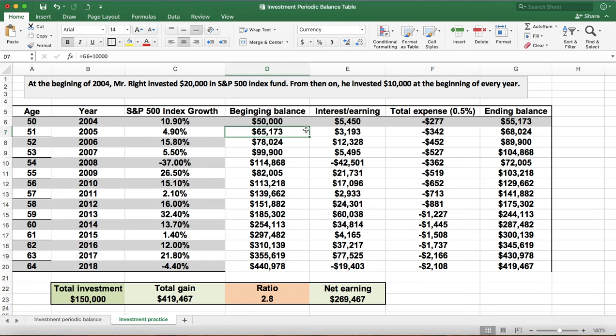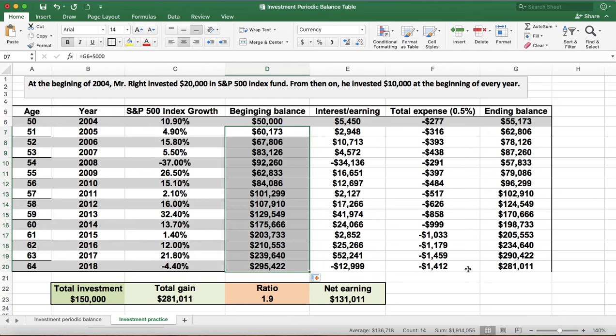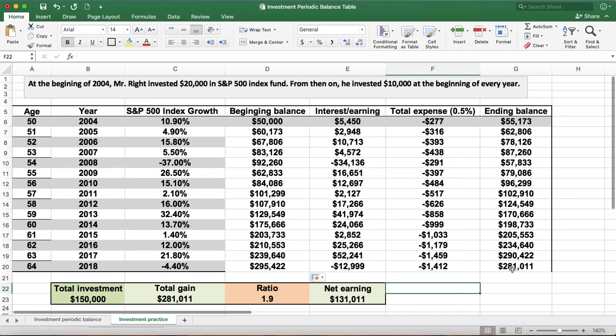Or if you change the annual investment, the original number is 10,000. If you change it to, for example, only 500 or 5,000, and then from here you double click, you get another ending balance.